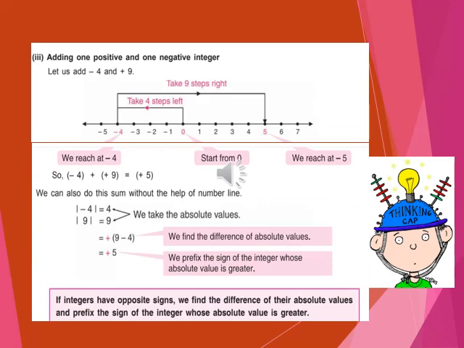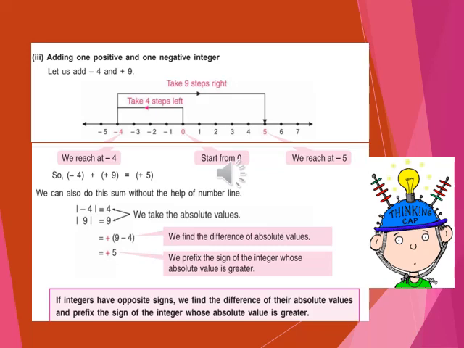Now here we will see adding one positive and one negative integer. We will add minus 4 and plus 9. Isn't it strange, my dear students? Now we are adding a number which is negative and a number which is positive. This is only possible when we are studying integers. So integers are an interesting lesson.